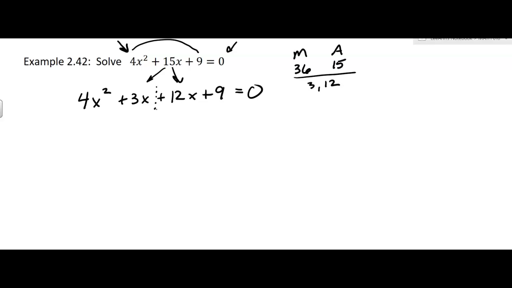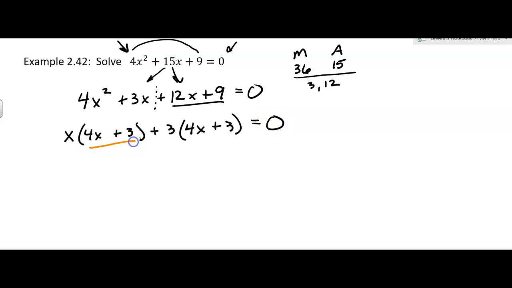Look at the first two terms. I'm going to factor out an x. That's their GCF. Look at the back two terms. Factor out that GCF, which is 3. Now the big key is that the parentheses are the same as the others. So it worked, our grouping worked, and so our final factoring is going to be x plus 3.